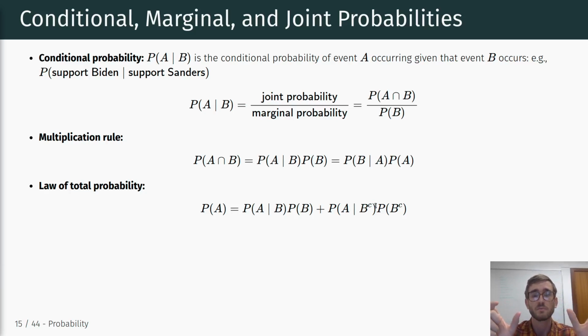So in other words, we're splitting up the probability of A happening into two conditional probabilities, one for B happening and one for B not happening, so to speak, okay?